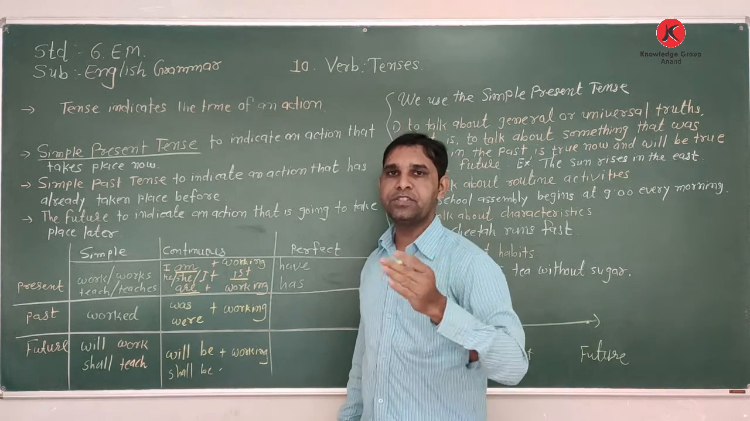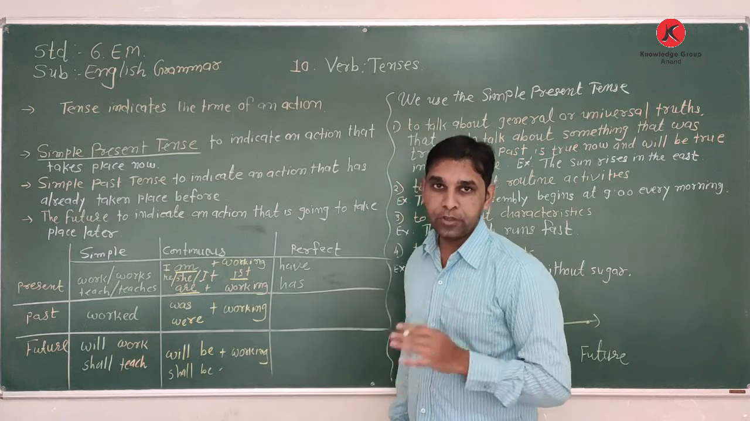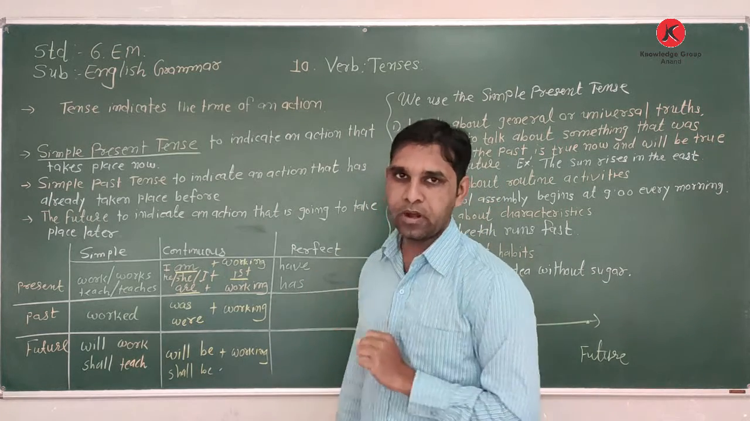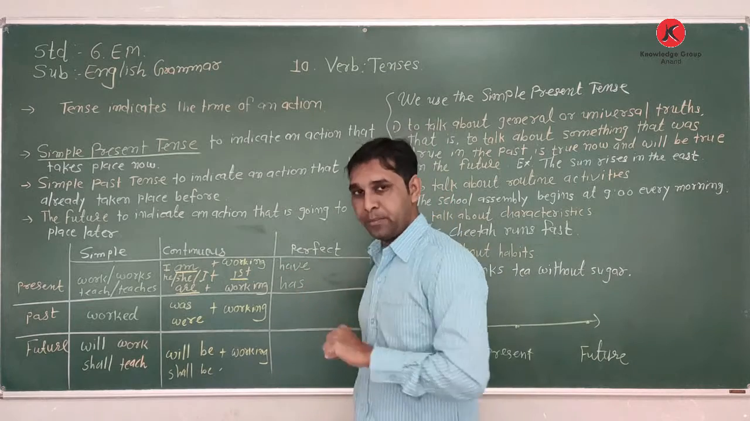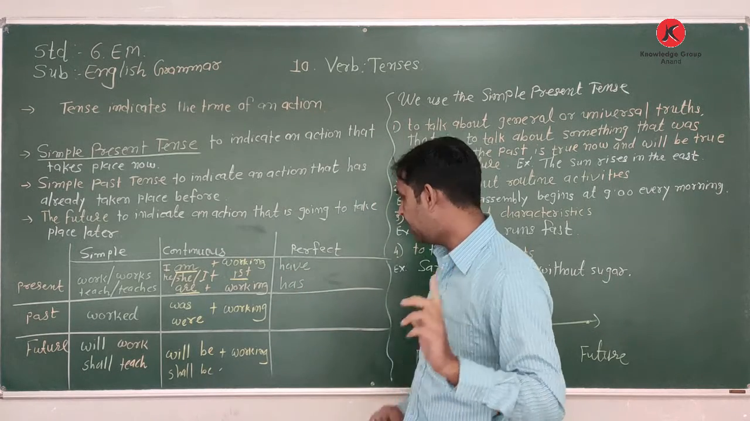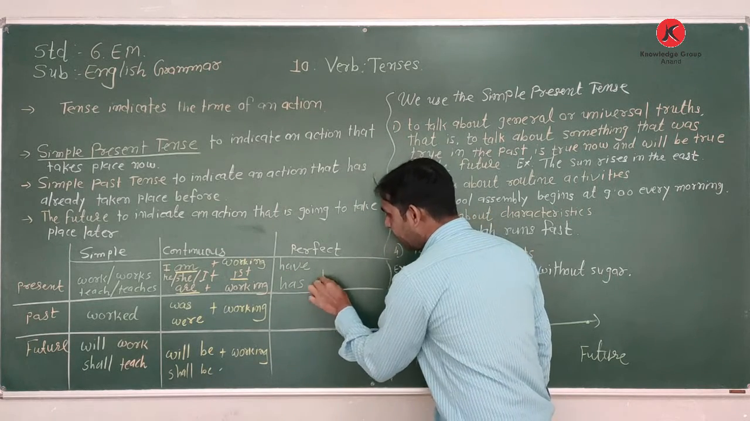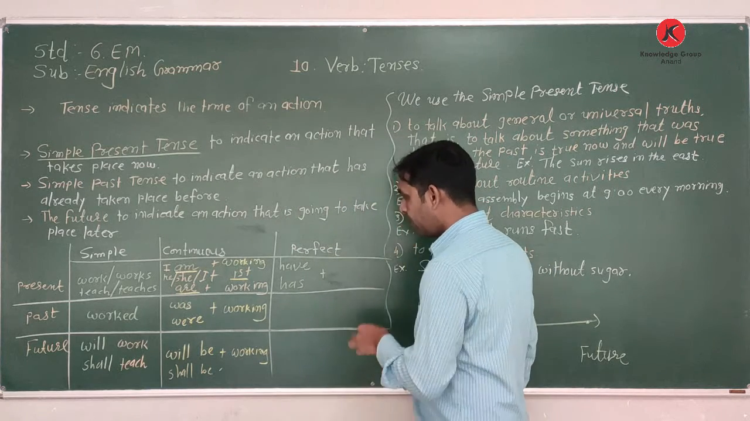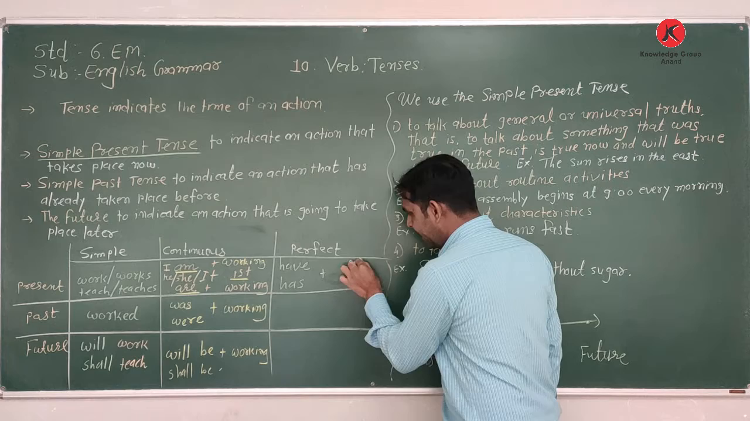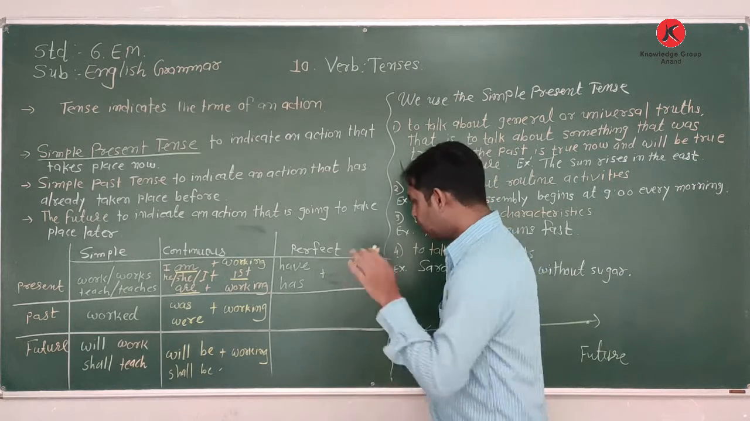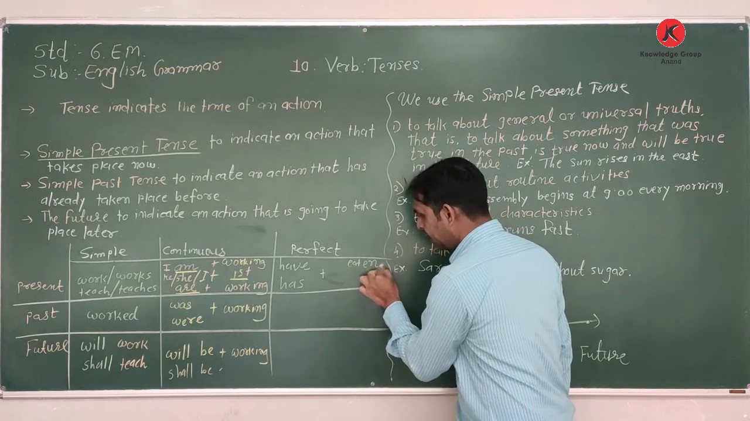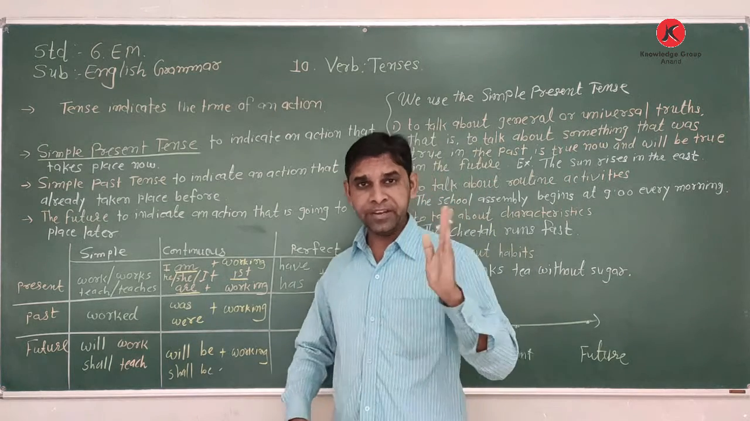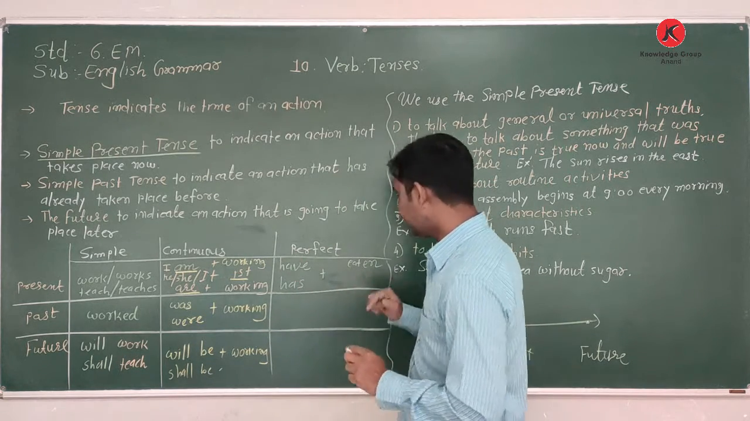If we use the pronoun he, she, it, or instead of the pronoun we use a noun, a singular noun such as Saurav, Rina, Tina, Meena, only one name, then we use has. Then we use the past participle of the verb. If the verb is eat, the past participle is eaten. So have eaten, has eaten. Eat, ate, eaten. We use this form.